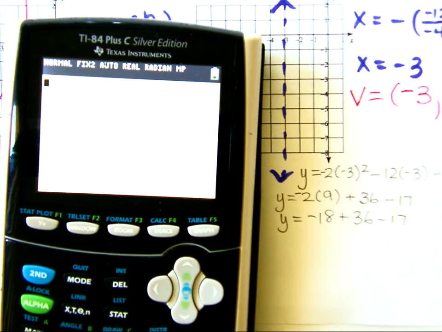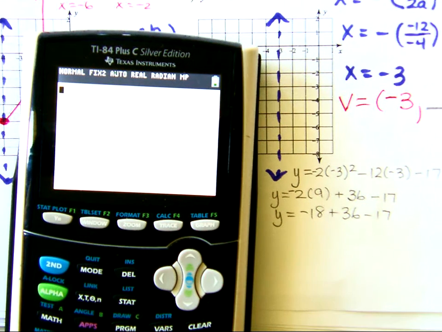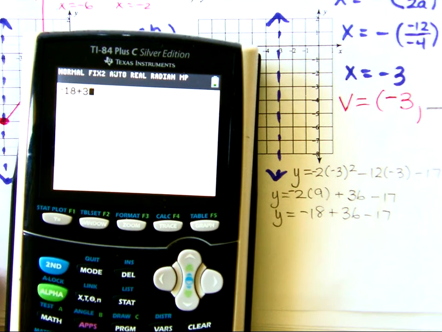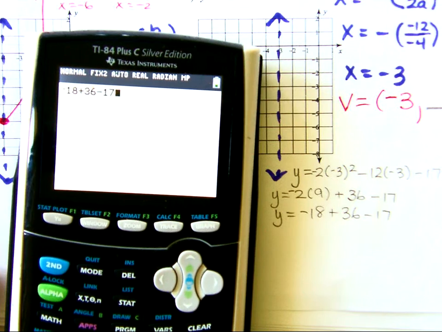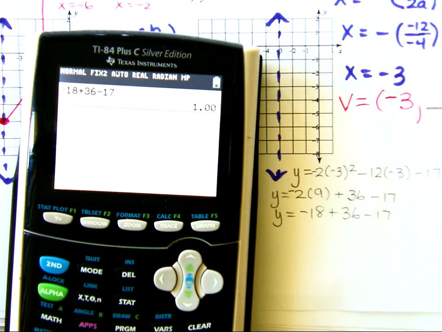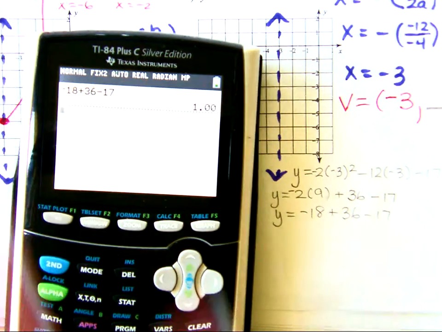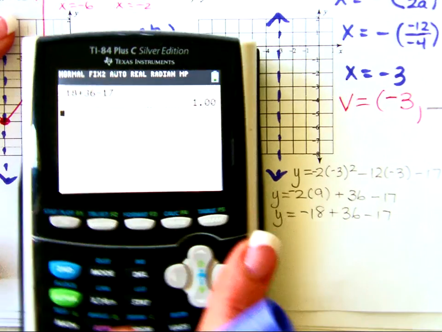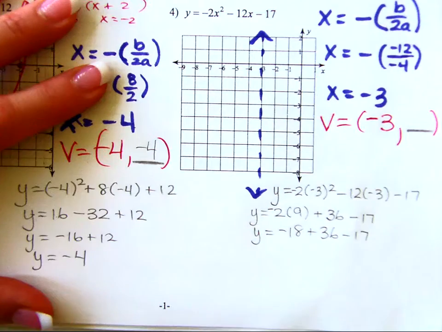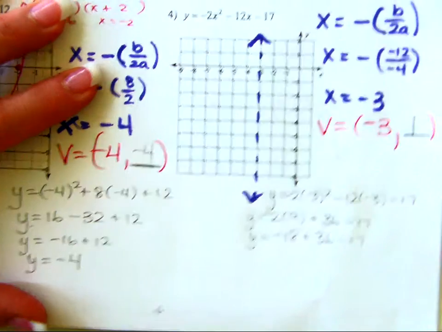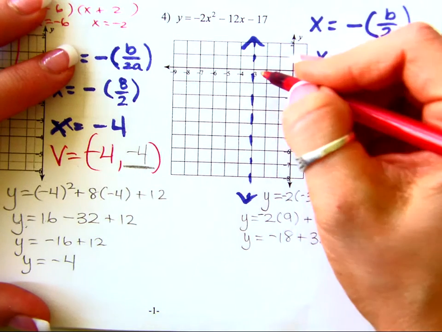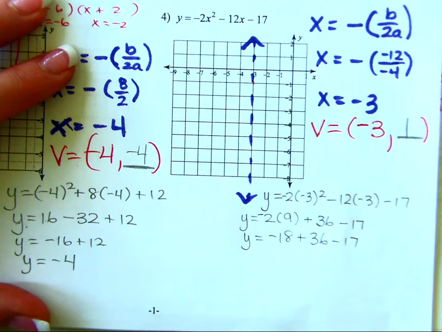Normally, if this was me teaching you integer rules, no, do it in your head. Negative 18 plus 36 minus 17. It'll save you some time. There you go. You know you're right. Do you see the whole point of using this as a tool? You're not using it to do the problem for you, right? So after all that was said and done, I found out that when x is negative 3, y is negative 1.